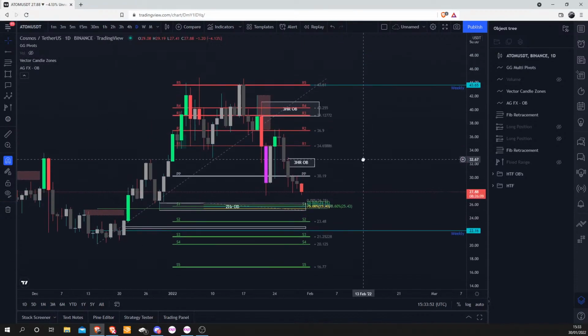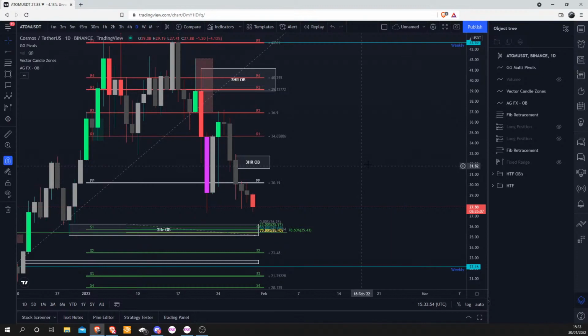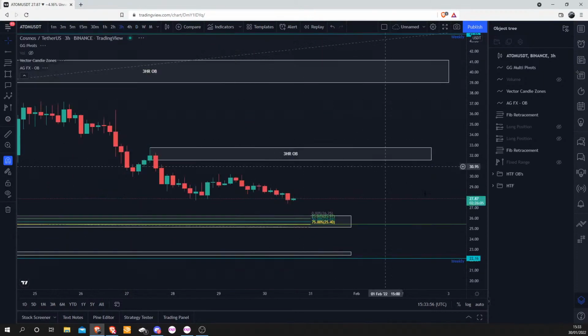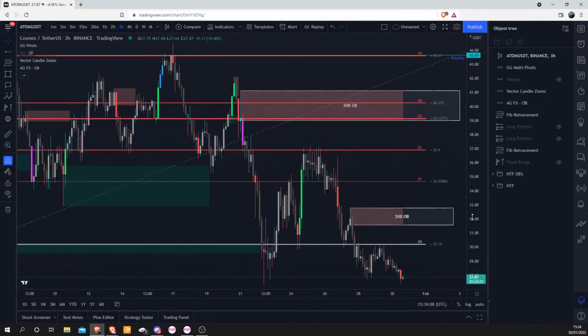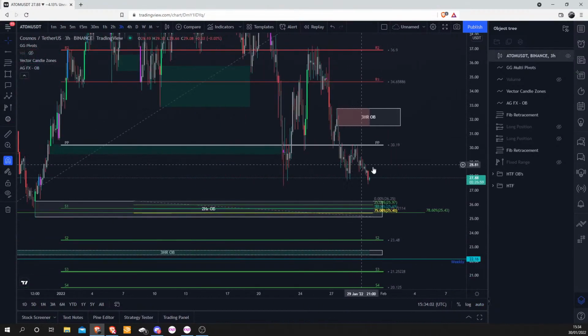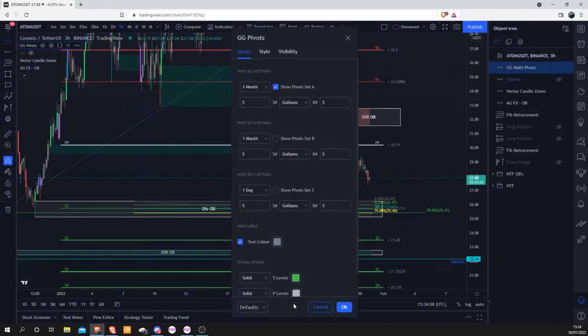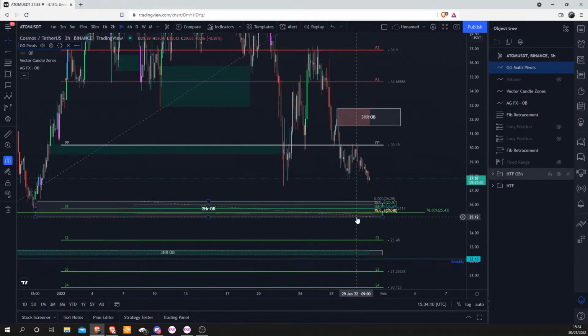But yeah, we've got some resistance above us. Let me drop down onto a lower time frame. Right, we've got 3-hour order blocks, 4-hour order blocks. You can see the back test on that. What pivot is that? Yeah, that monthly pivot. Yeah, support, resistance.